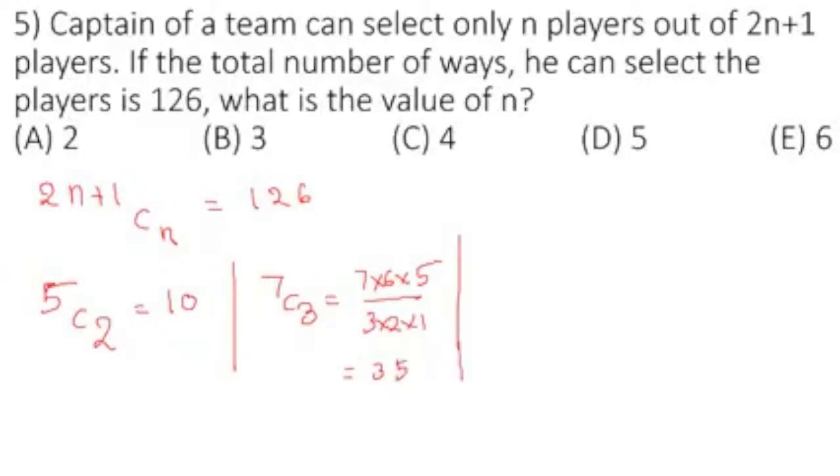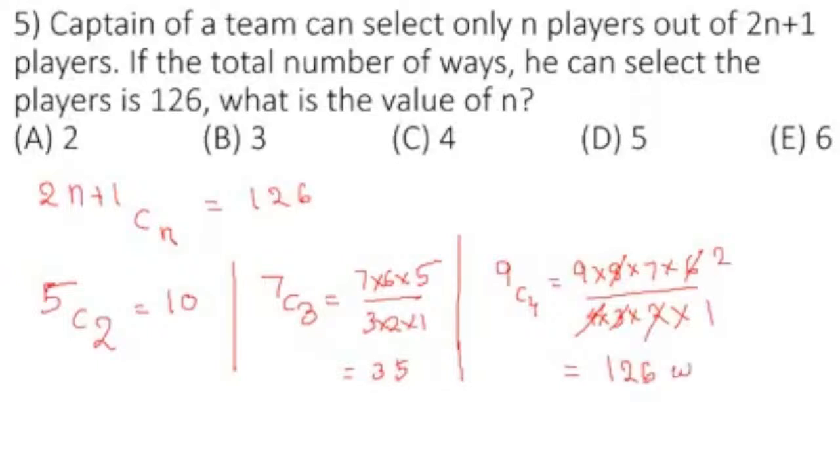Similarly, if I go with n value 4, it is 9C4. 9C4 means 9 into 8 into 7 into 6 by 4 into 3 into 2 into 1. Try to cancel what we can. So 9 into 7 into 2 will be how much? 126 ways. So we are getting 126 ways for n value 4. That's why the answer is n is equal to 4.